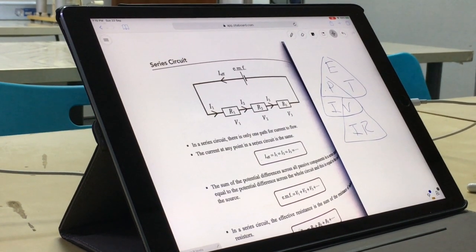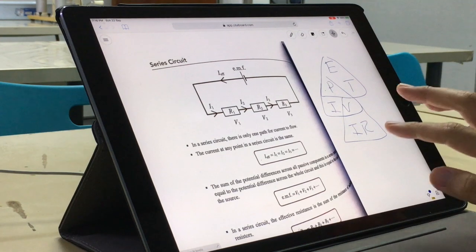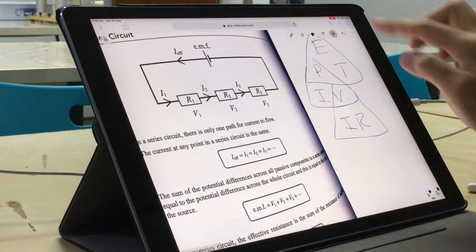How about T? Seconds. Yeah, T is time. I is current. Then V is voltage. And the I and the R are current and resistance again. Resistance. Okay, very good.